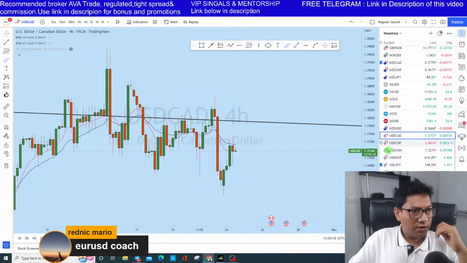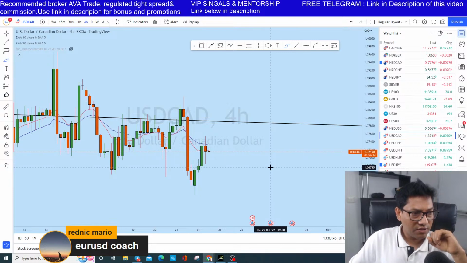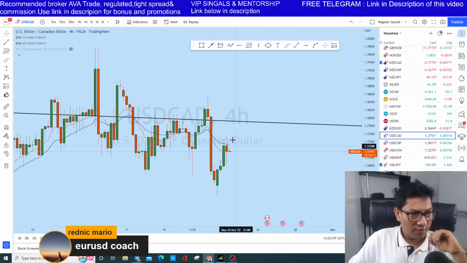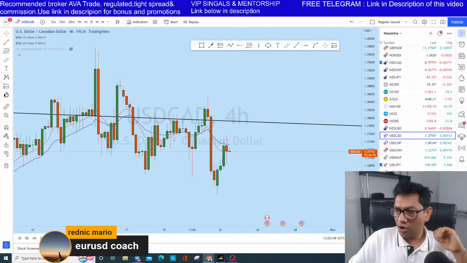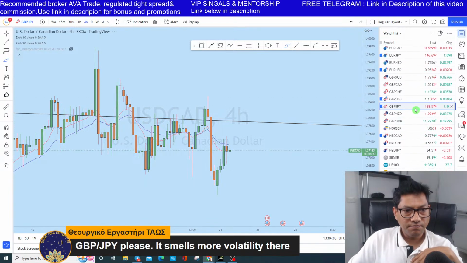Let me look at dollar CAD, which also looks like bearish price action to me. For this move to the downside, dollar CAD also looks bearish. Let me look at the chart. Favor GBP JPY, please, it seems more volatile there. Yeah, yen pairs are very volatile. Let me look at GJ.